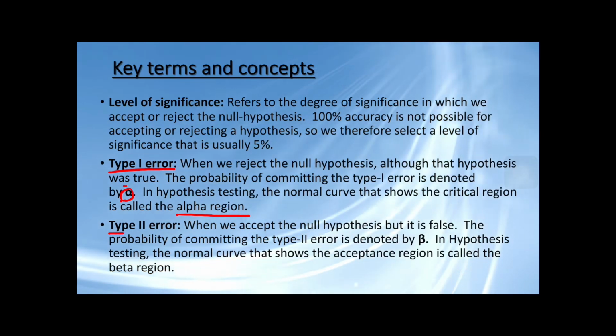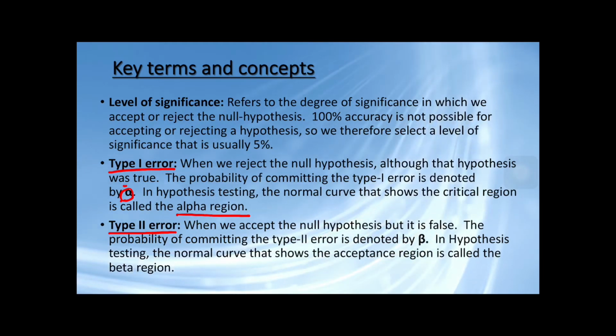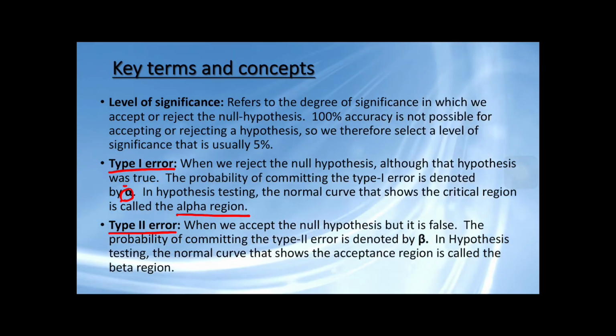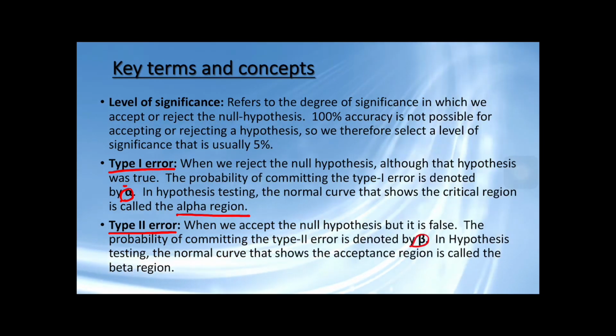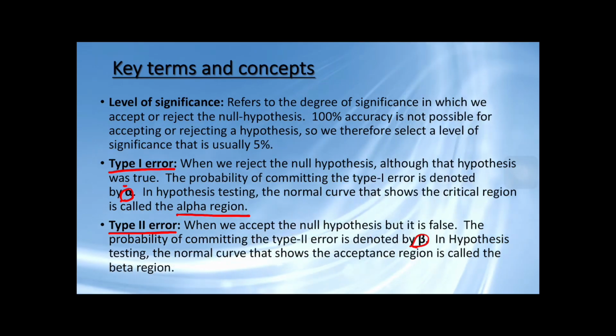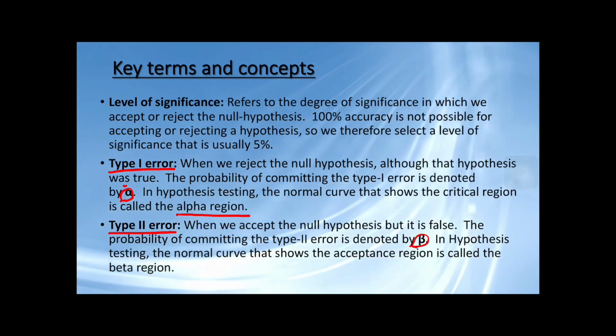The next is type 2 error. When we accept the null hypothesis when it is actually false, then type 2 error occurs. The probability of committing the type 2 error is denoted by beta. In hypothesis testing, the normal curve that shows the acceptance region is called the beta region.